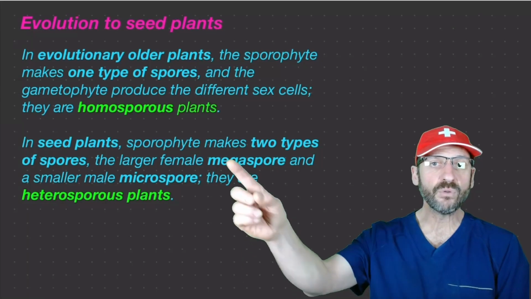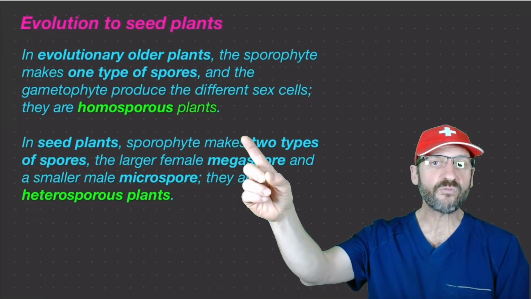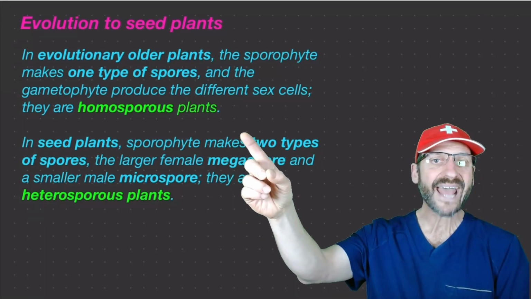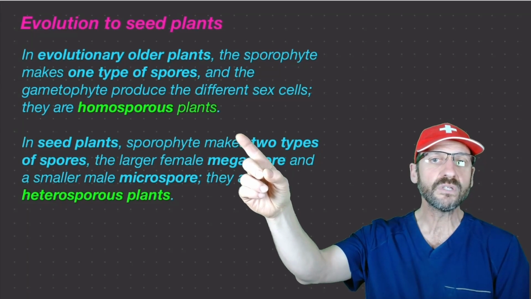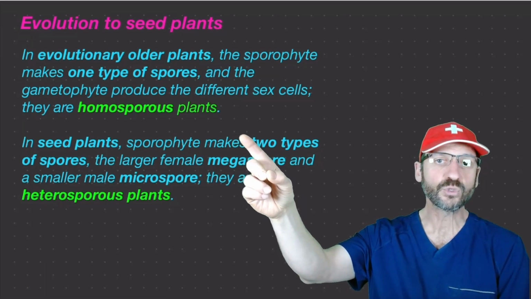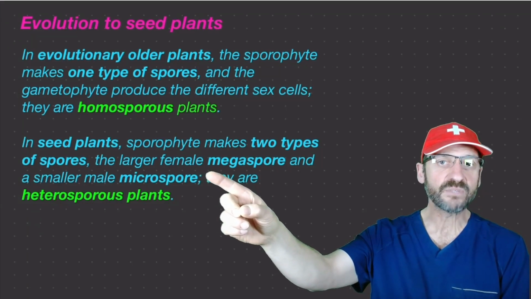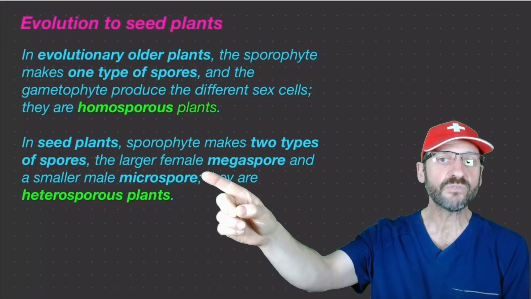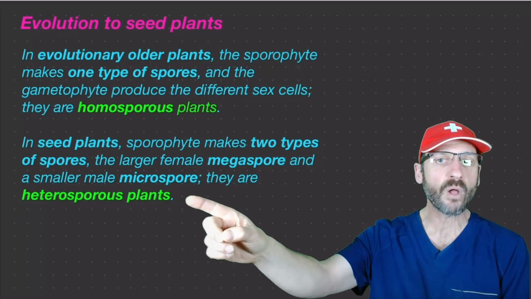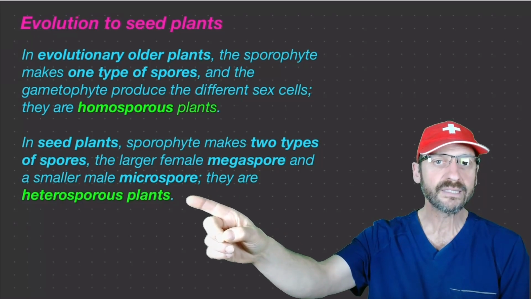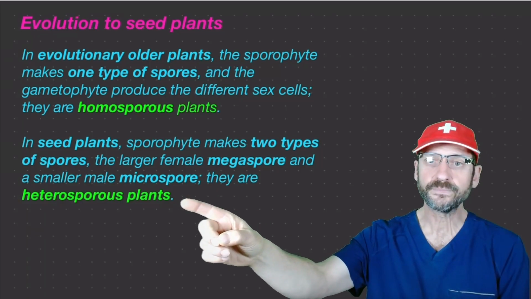So, in evolutionary older plants, the sporophyte makes one type of spore and the gametophyte produces the different sex cells. They are homosporous plants. In seed plants, the sporophyte makes two types of spores, the larger female megaspores and the smaller male microspores. They are heterosporous plants.